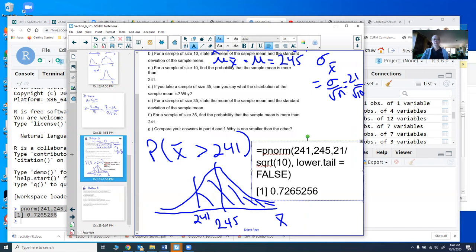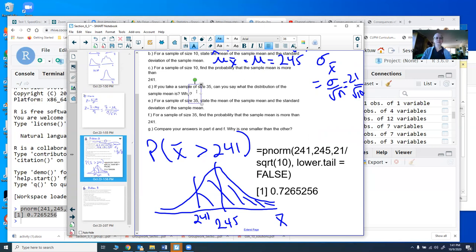All right, so we know that there's a 73% chance that we have a sample mean more than 241. That's part C. Let's do part D. Same thing, but now we're going to do a sample size of 35. What can we say about the distribution of the sample mean?